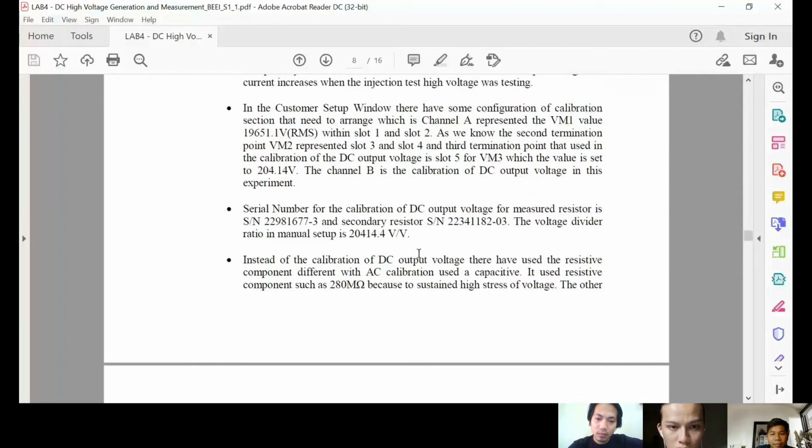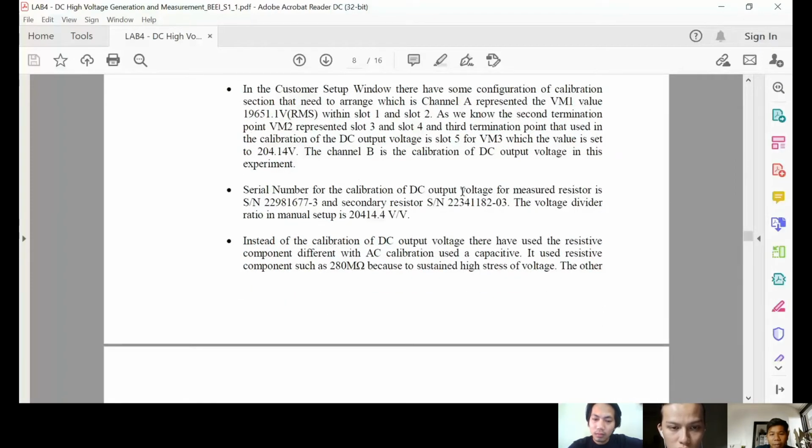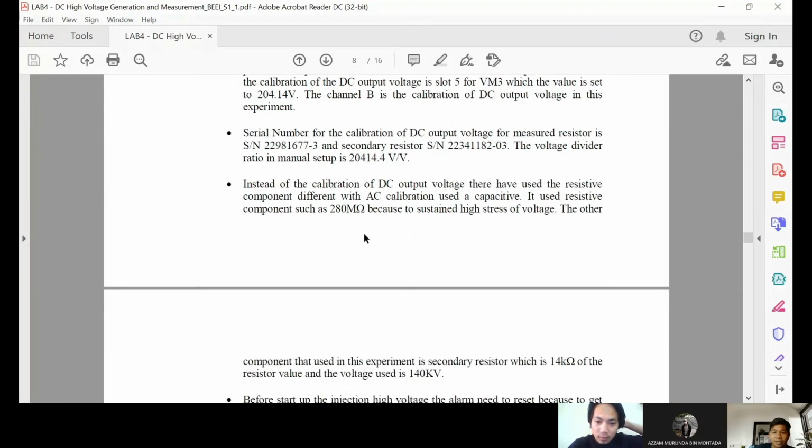This is the serial number that we get from the manual manufacturing. The serial number for the calculation of DC output voltage for major resistor is 2298.16773, and the secondary resistor serial number is 2234118203. The voltage divider ratio in manual setup is 20,414.4. Instead of the calibration of DC output voltage, they have used the resistive component.